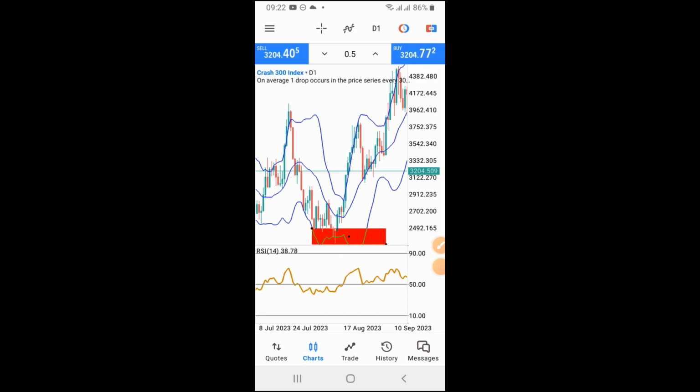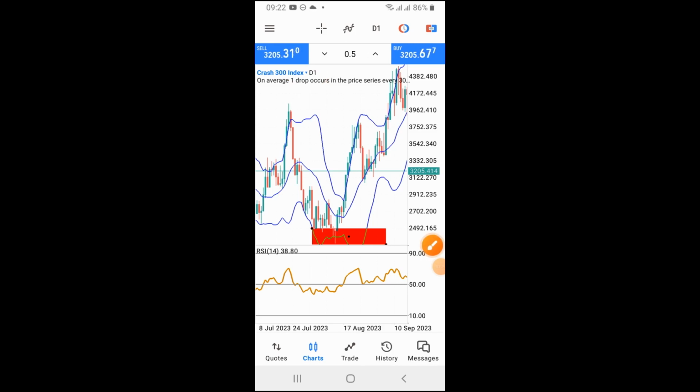All right, by default Crash buys and by default Boom sells. In this scenario, we are using Crash 300 Index, which is what you are seeing right now on my chart, and this is the daily time frame. The reason I love trading Crash 300 Index is the fact that it is very volatile. It's the fastest pair among Boom and Crash. I love trading any pair that has volatility in it.